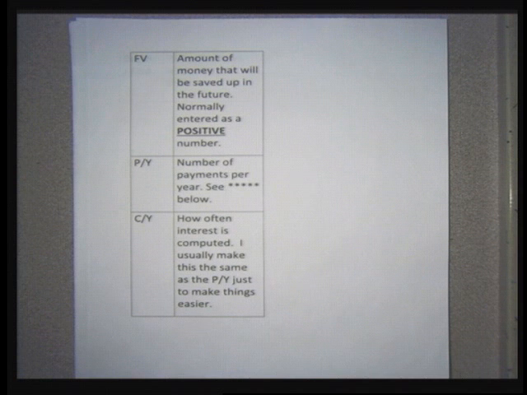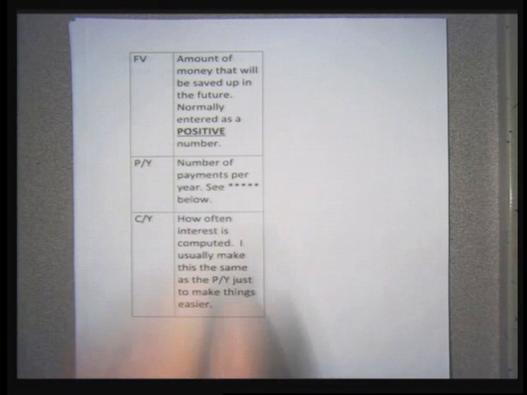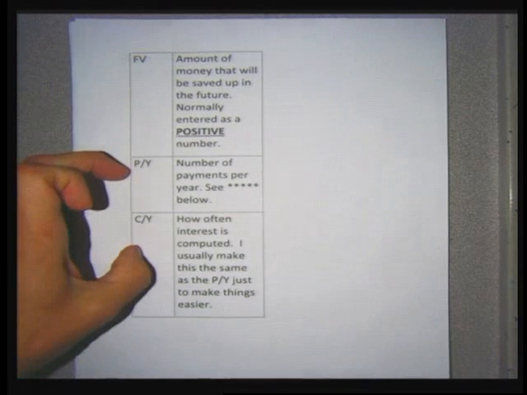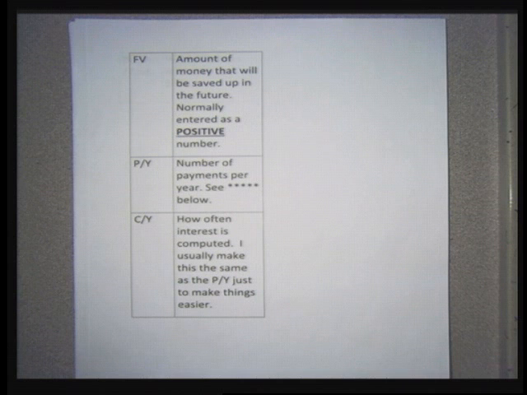And then, but it's only entered as a positive. At least we don't have to worry about sign fluctuations with the future value. The PY and the CY, I'm always going to make them equal to each other. It's probably oversimplistic making them equal to each other, but it's already more complicated than it needs to be for some students this section, so I won't add that layer of complication.